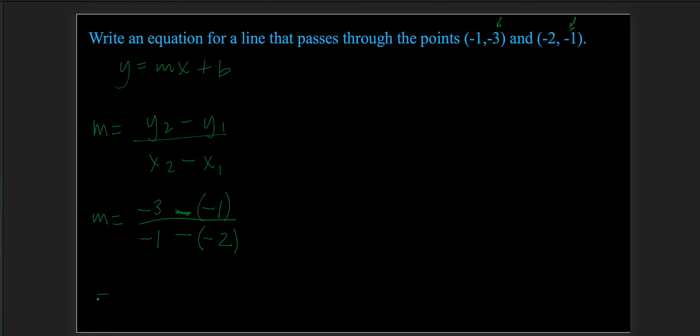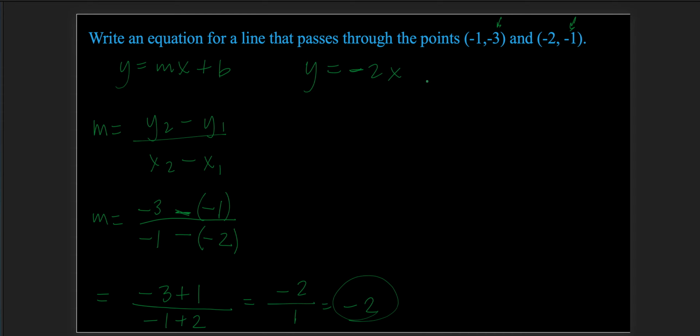Okay, now I'm going to simplify. So I'm going to first resolve or evaluate these signs. Negative 3 plus 1, negative 1 plus 2. And then to simplify, this is negative 2 and this is 1, so that's negative 2. So the slope is negative 2. But we want the equation of the line, so far I can write my equation as y equals negative 2x. And then I need the b. I don't know what that is yet, but once I have that, I have the equation of the line.